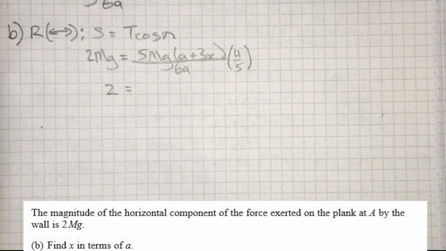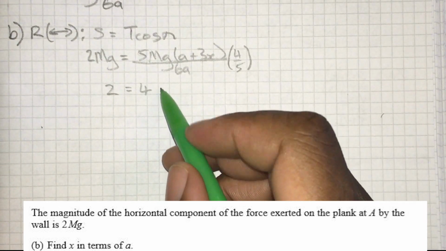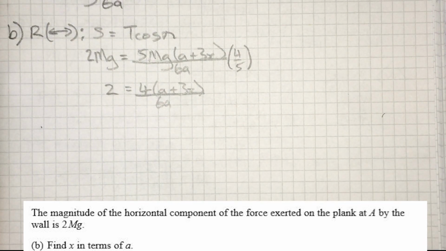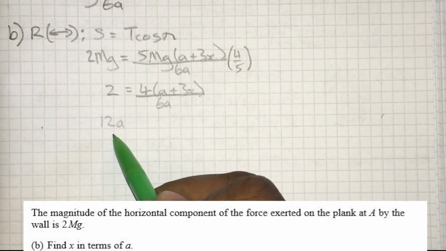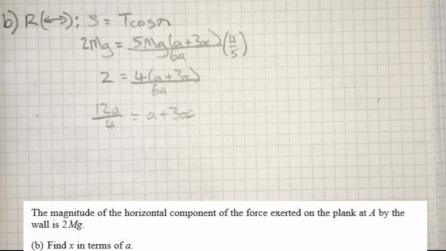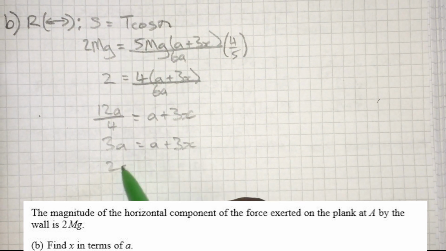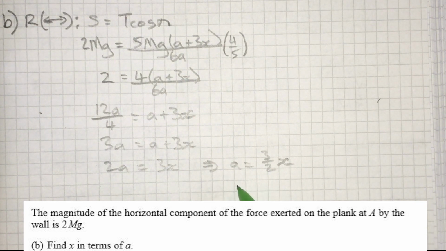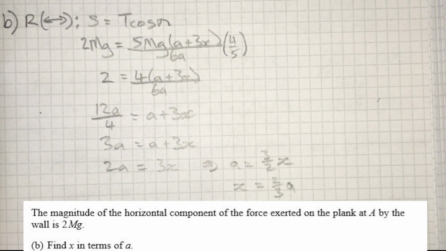Okay, and from here, it's some rearranging to make x the subject. So we'll go ahead and rearrange. And we end up with x equals 2/3 of a.